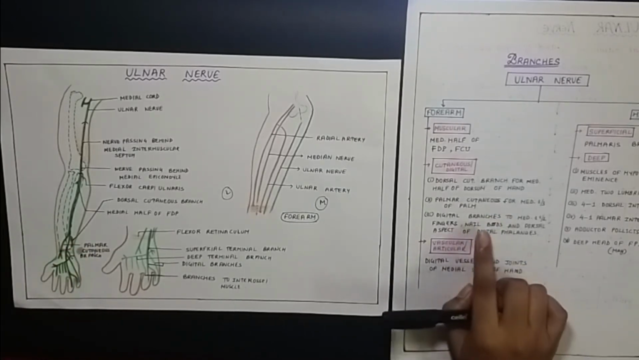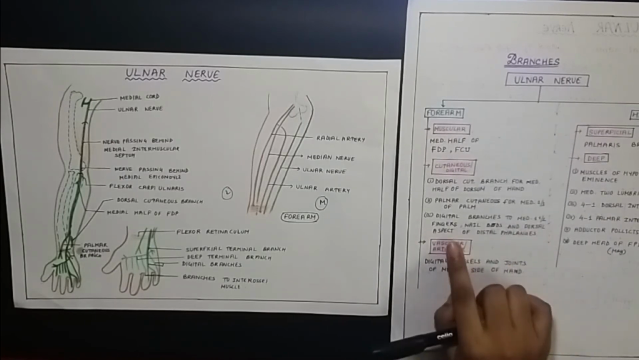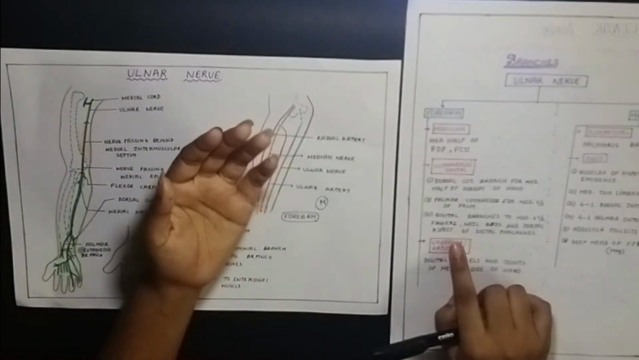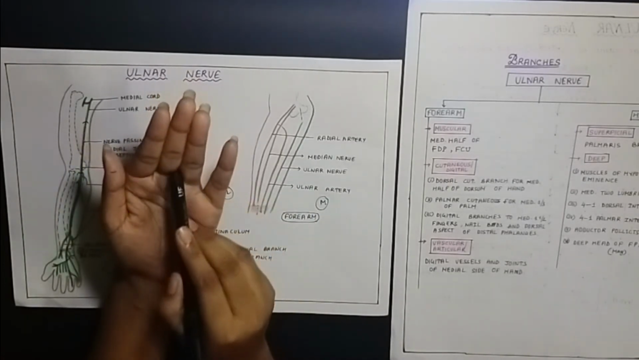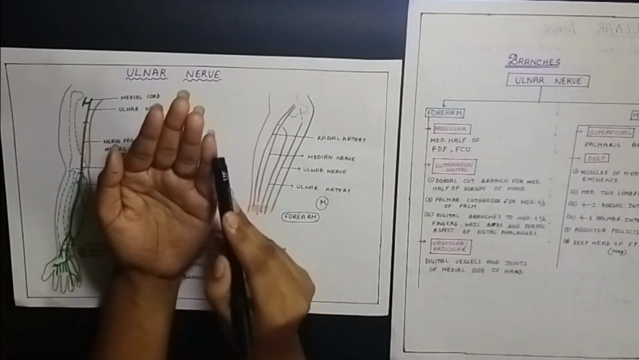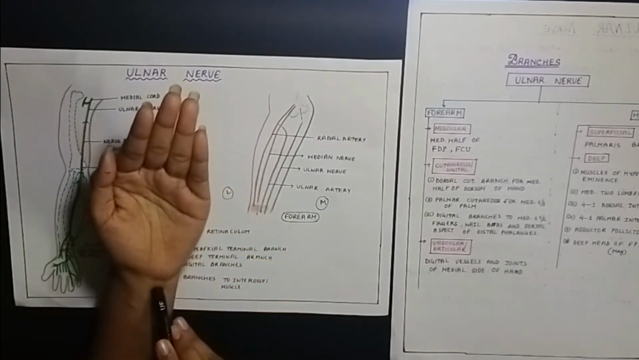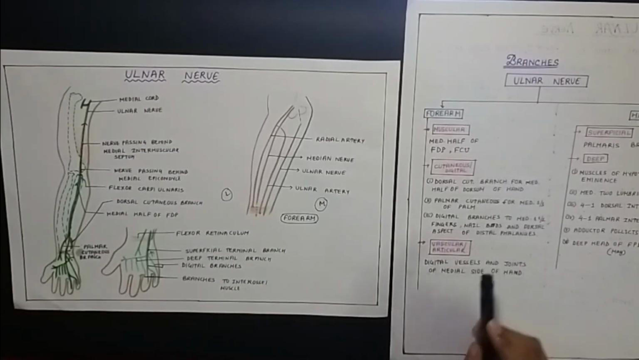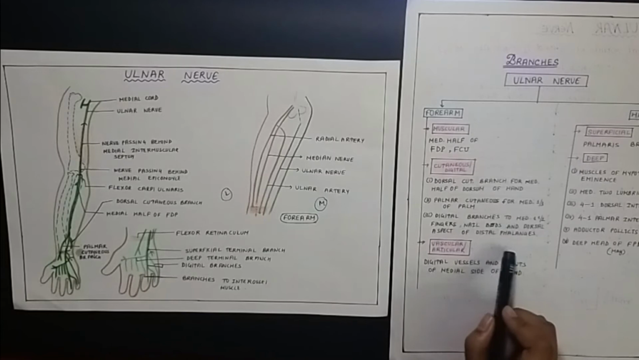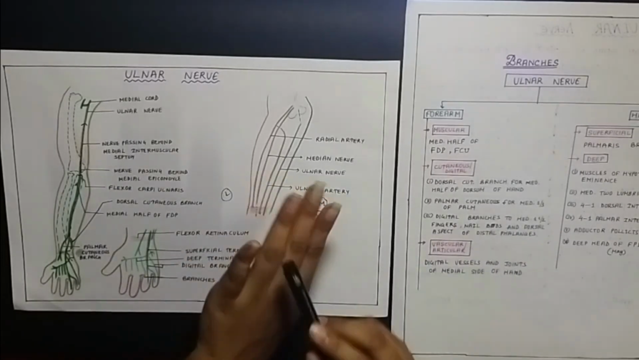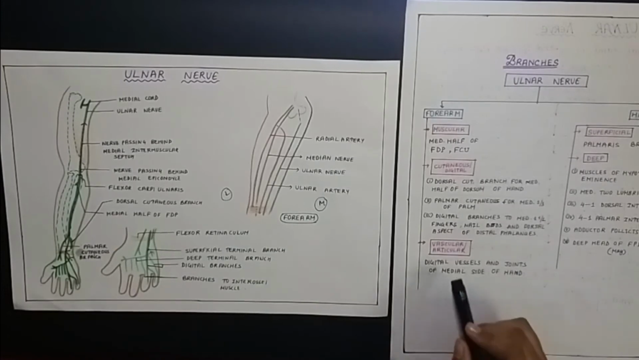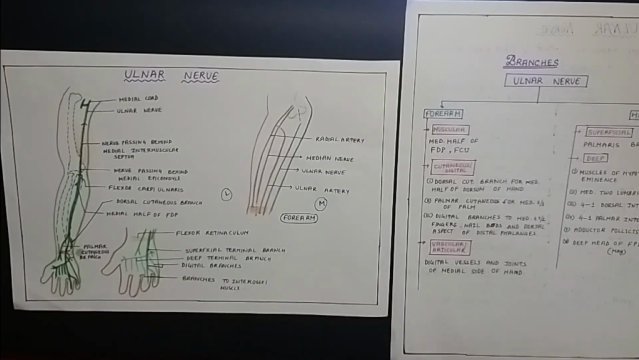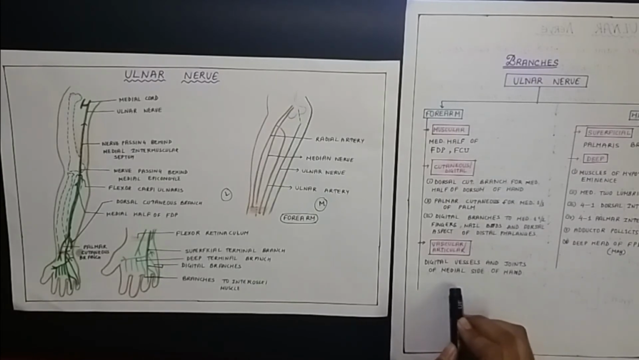Now next, the third is the digital branches to the medial 1.5 fingers. It gives branches to the medial 1.5 fingers. So this is the finger. As you know, the lateral 3.5 fingers are supplied by the median nerve and 1.5 fingers by the ulnar nerve. Okay, and next it supplies the nail beds and the dorsal aspect of the distal phalanges. It even gives the medial half of the nail beds also. Okay, now the vascular and articular branch goes to the joints, digital vessels, and to the joints of the hand.